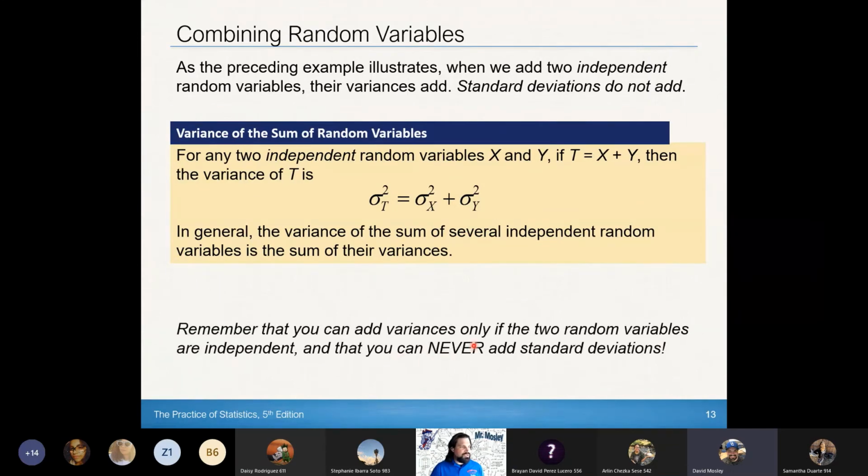Remember that you can add variances only if the two random variables are independent, and that you can never add standard deviations. That's not a thing. They do not add up that way. You have to add the variances, then you can take the square root of those added variances to get the new standard deviation.